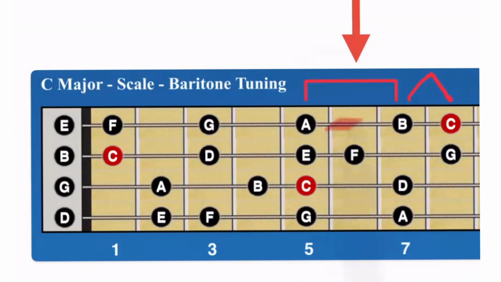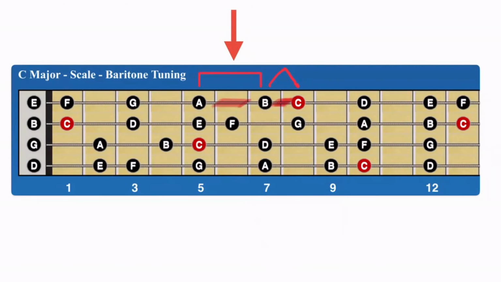A to B has this fret being skipped. We have our A, we skip the next fret, and B is the next letter. That's considered a whole step. B and C are right next to each other. We don't skip any fret. Let's take a look at the C scale then, looking at it on this instrument.